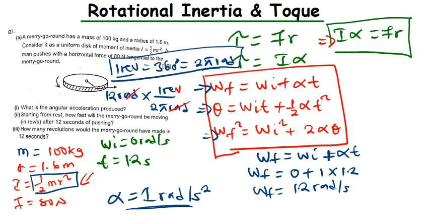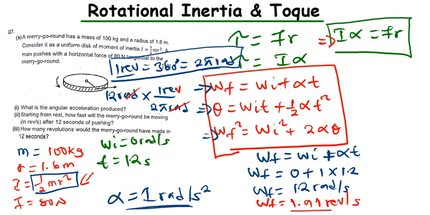Now I'll have 12 divided by 2 pi, which is giving me 1.91. So my angular final will be 1.9098. I'm just rounding off to say 1.91 revolution per second.